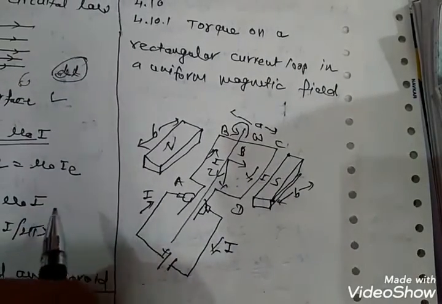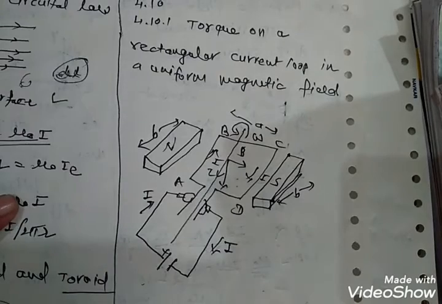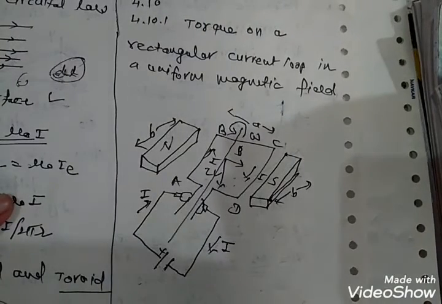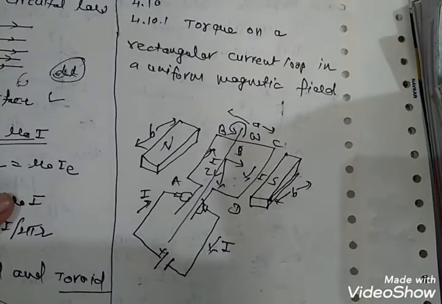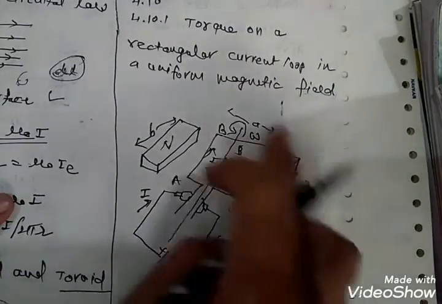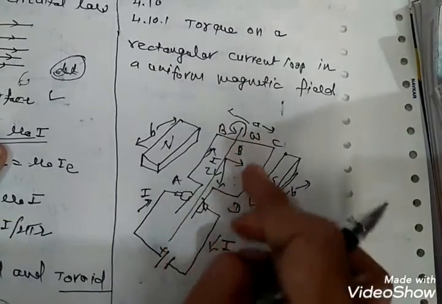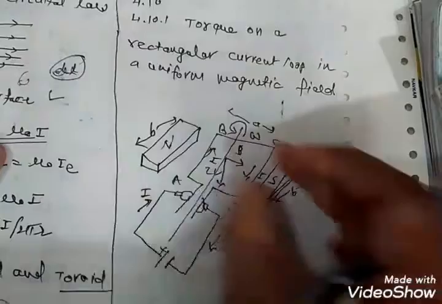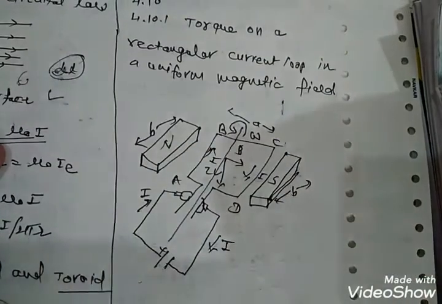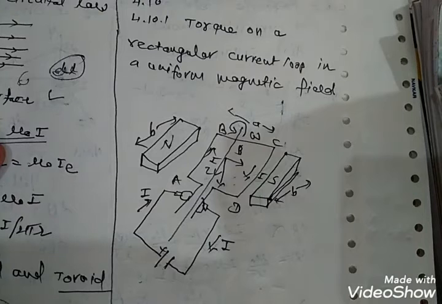Topic 4.9 is homework. The next topic is 4.10.1, torque on a rectangular current loop in a uniform magnetic field. This is a very useful and important question. This is the figure. We first consider the simple case where the rectangular loop is placed in a uniform magnetic field between the north and south poles. In this case the uniform magnetic field B is in the plane of the loop.